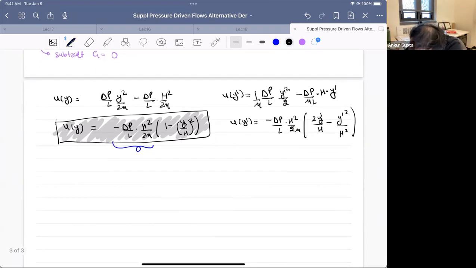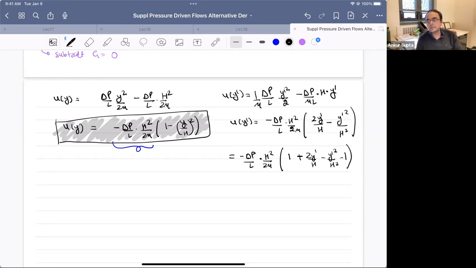So here, how do I show that they're both the same? What I will do is I will try to express this in terms of the one that is written on the left hand side. So I will add 1 and I'll subtract 1. So I will say 1 minus, y prime, 2y prime by h minus y prime square by h square, minus 1. Okay, so I just added 1 and subtracted 1.